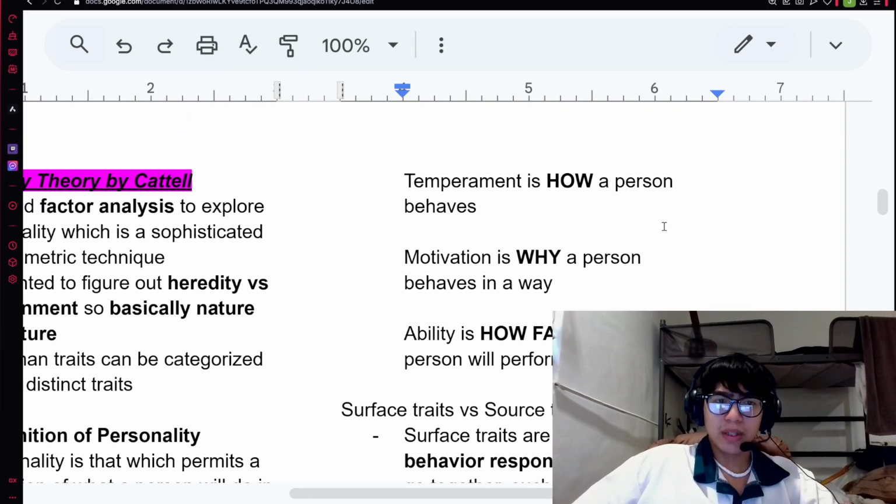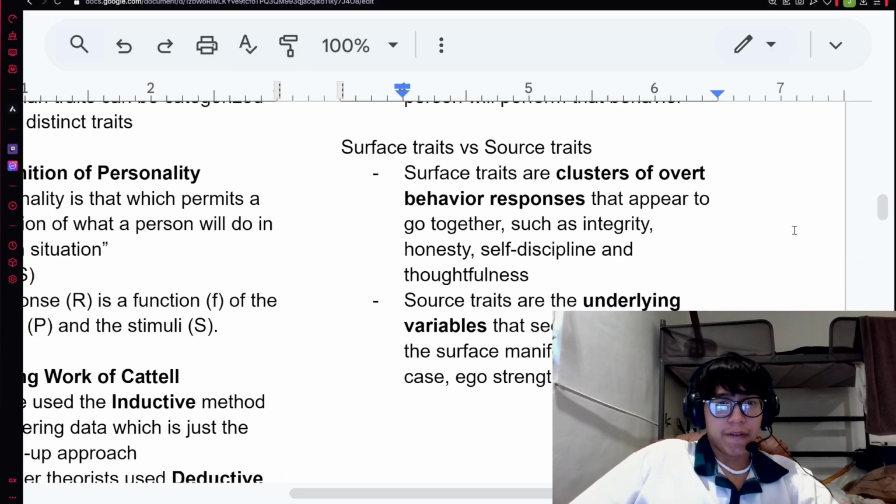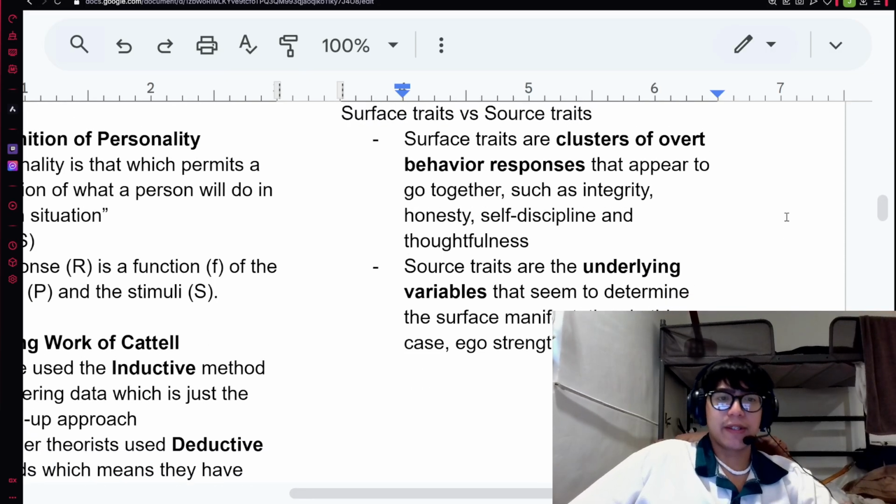So temperament, for example, if you are in a fight or flight situation, your temperament would either be to fight or to flight. Now your motivation would be the reason why you would fight or flight. And then ability measures how well, how far, and how fast you could either fight or flight. That's basically it. Now, surface traits and source traits.